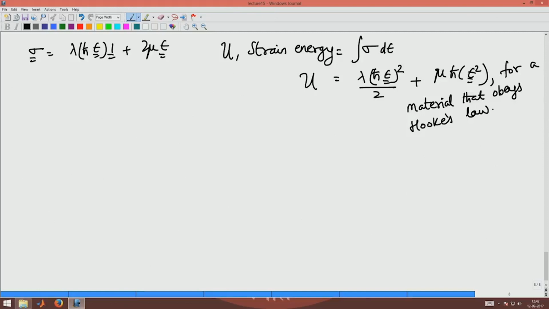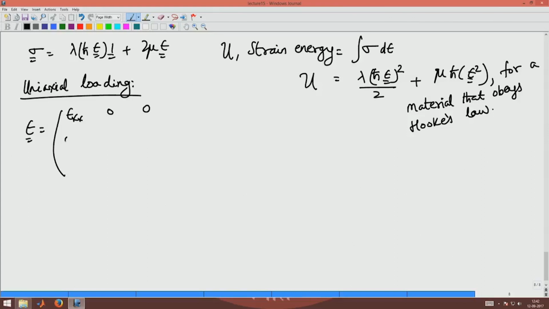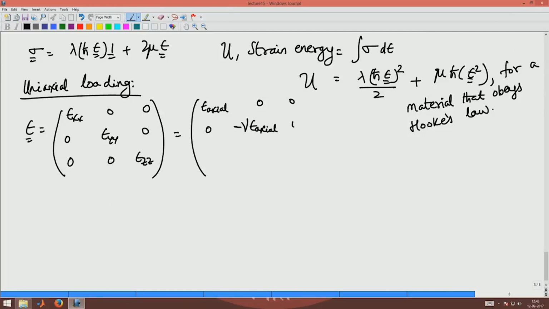Now, let us find out what the strain energy would be for a uniaxial state of stress. Let us assume for the uniaxial experiment loading, you have strain as epsilon xx 0 0, 0 epsilon yy 0, 0 0 epsilon zz, right. From Hooke's law, from what we defined as Young's modulus, this will be epsilon axial 0 0, 0 minus nu times epsilon axial 0, 0 0 minus nu times epsilon axial, from our definition of the Poisson's ratio. This is Poisson's ratio.